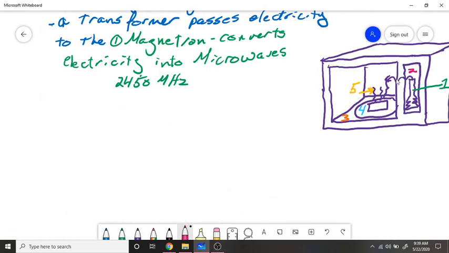The microwaves are then passed through the waveguide, which does exactly what you'd think it does based on its name. It is a channel which directs the microwaves into the cooking chamber.